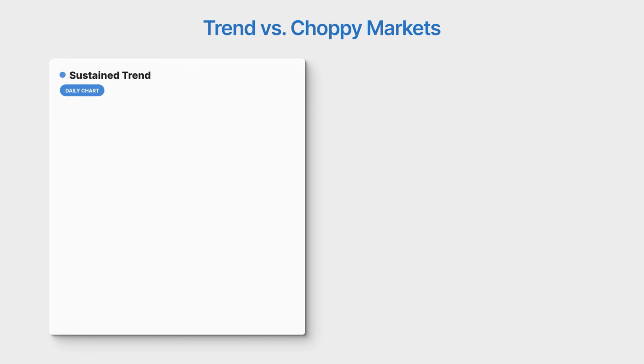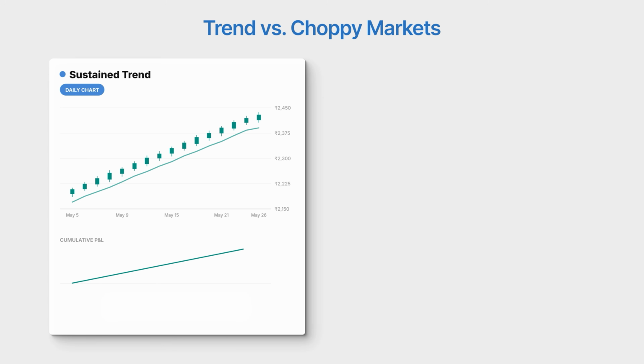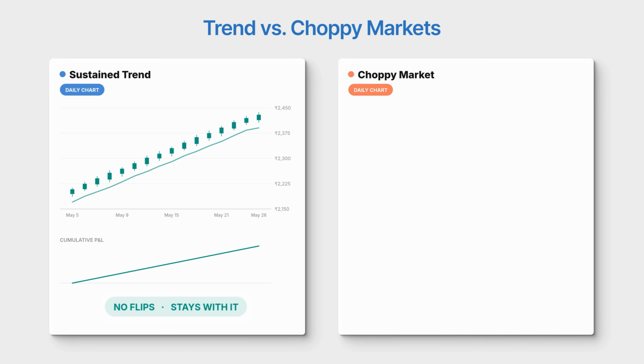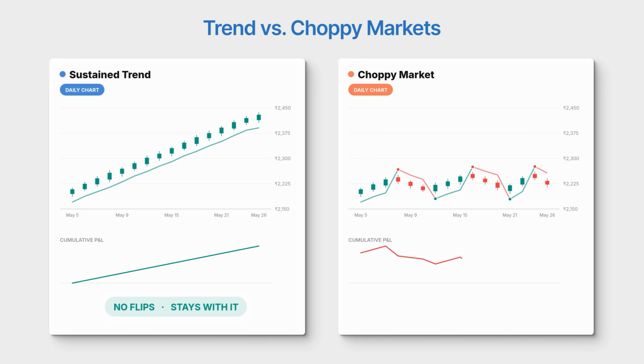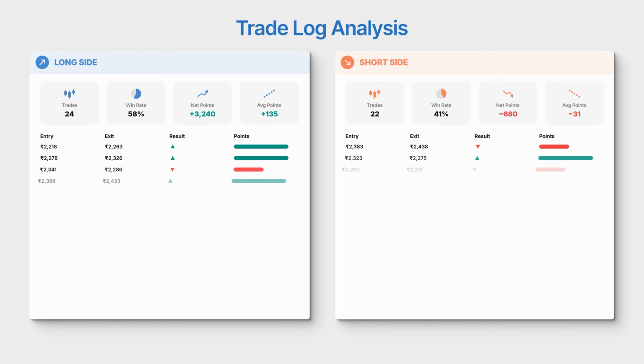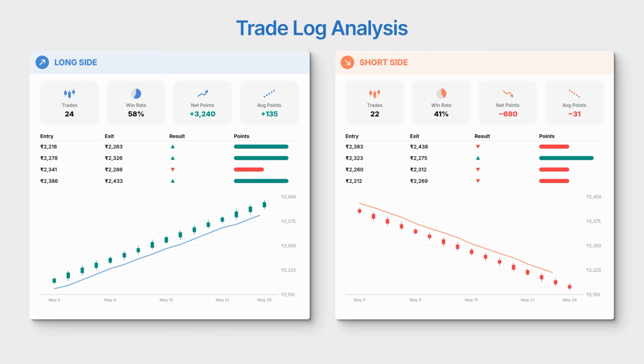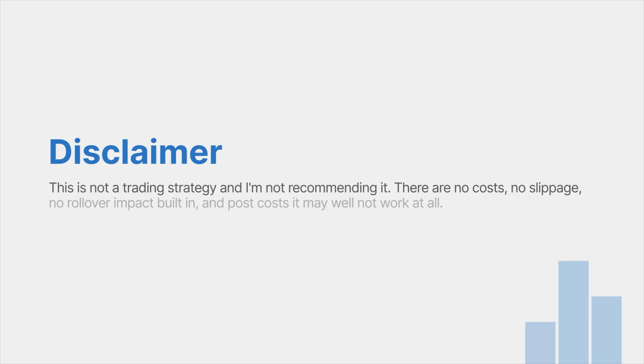The stop and reverse trend system is an honest test of whether a market trends. If prices move in sustained legs, the system stays with them. If prices chop and revert, it gets whipsawed on every flip. Either way, the log will tell you. And that's what we analyze. The trade log with the long side and the short side looked at separately because the two don't always behave the same way. One disclaimer before we go any further.